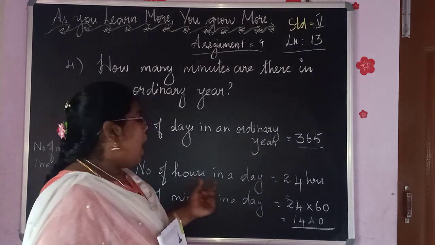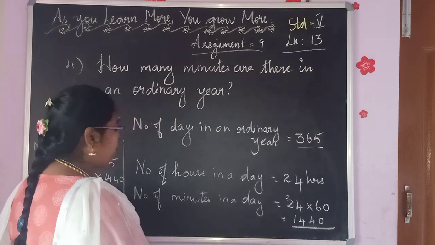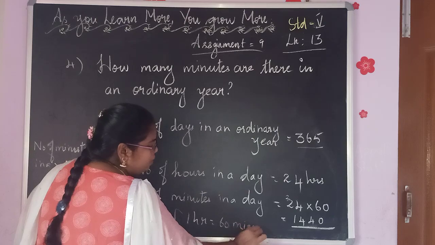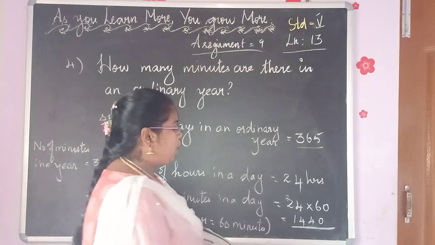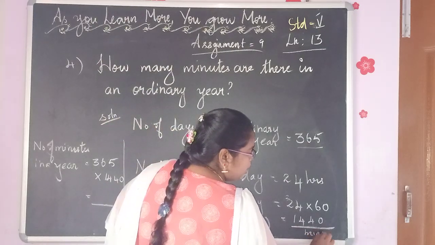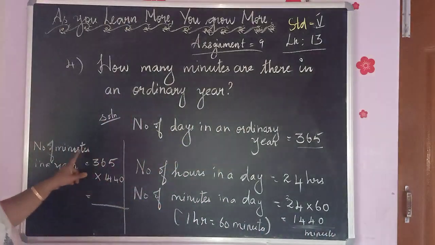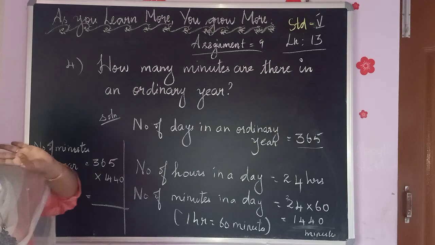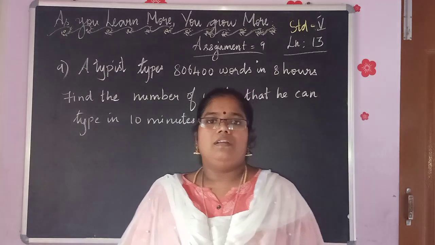Okay, so let's go on. The number of minutes in a day: we have to know how many minutes are in one day. We have a hint. What is the hint? 1 hour is equal to 60 minutes. So how many minutes are there in 24 hours? For 24 hours we have 1440 minutes. This is for one day. Let us calculate for a year. The number of minutes in a year is equal to 365 multiplied by 1440. You will be getting one answer. I hope you understood this problem. You have to complete the multiplication.